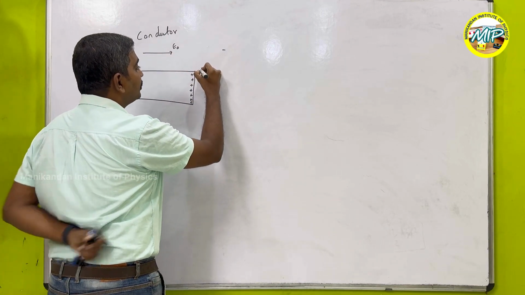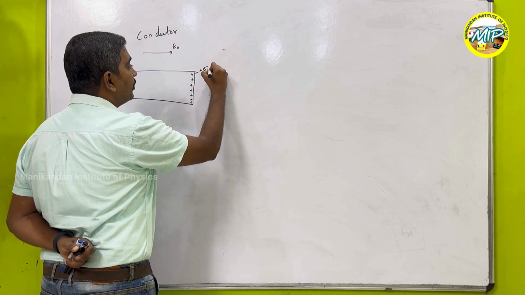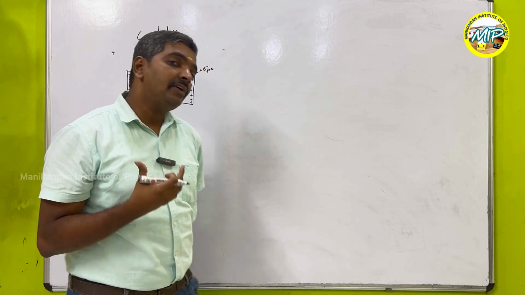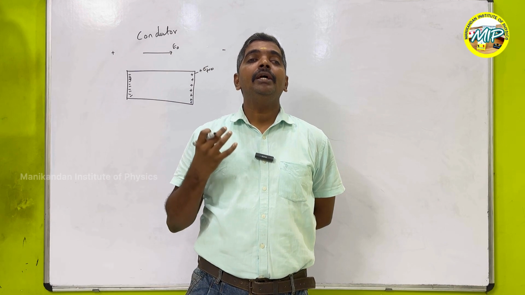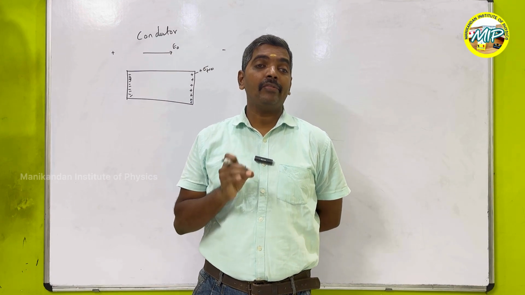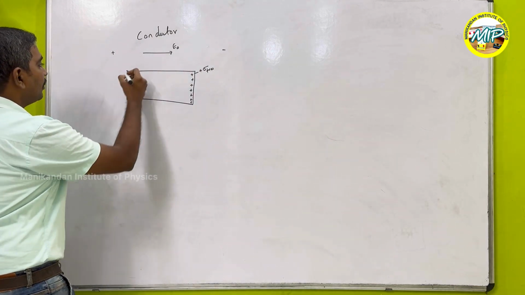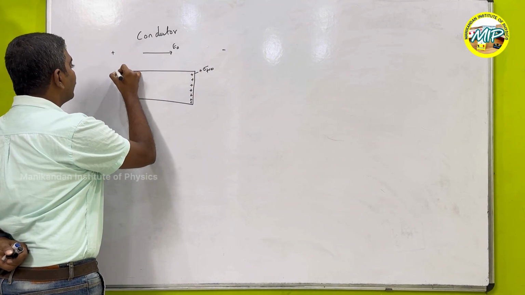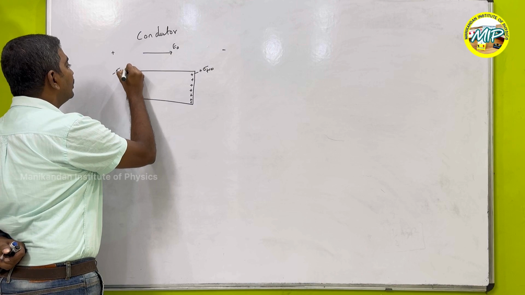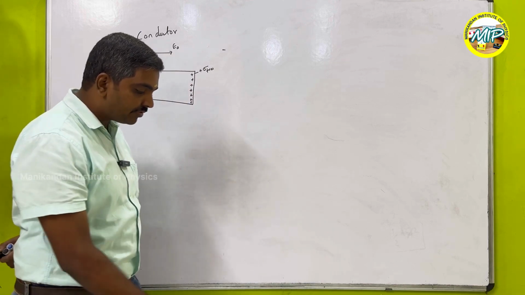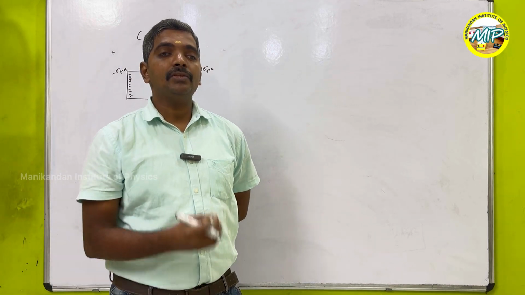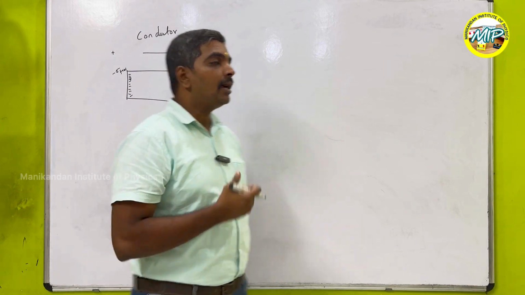So I can simply write this as plus sigma free. Free means the surface charge density due to the free charges, because in the conductor we have a number of free charges. This side is going to be minus sigma free. Sigma here stands for the surface charge density, the charge per unit area.